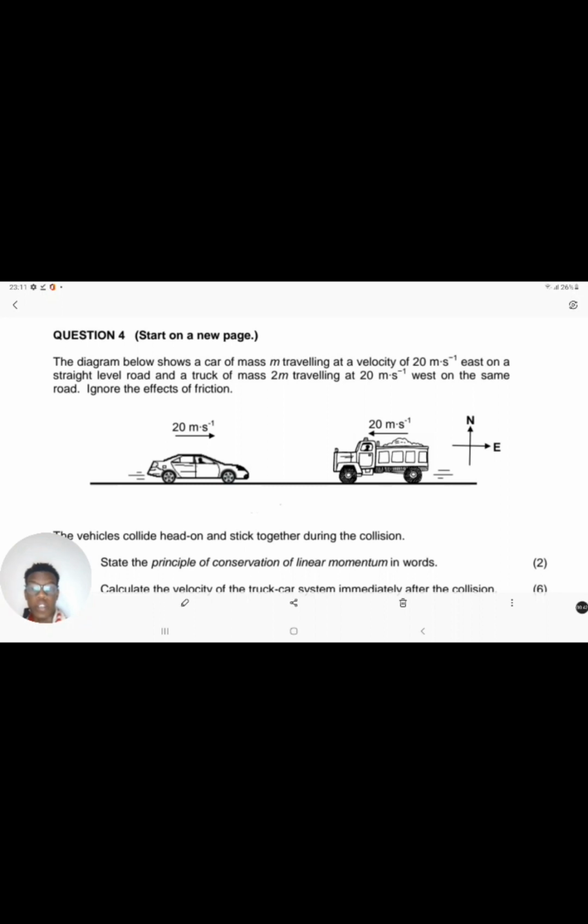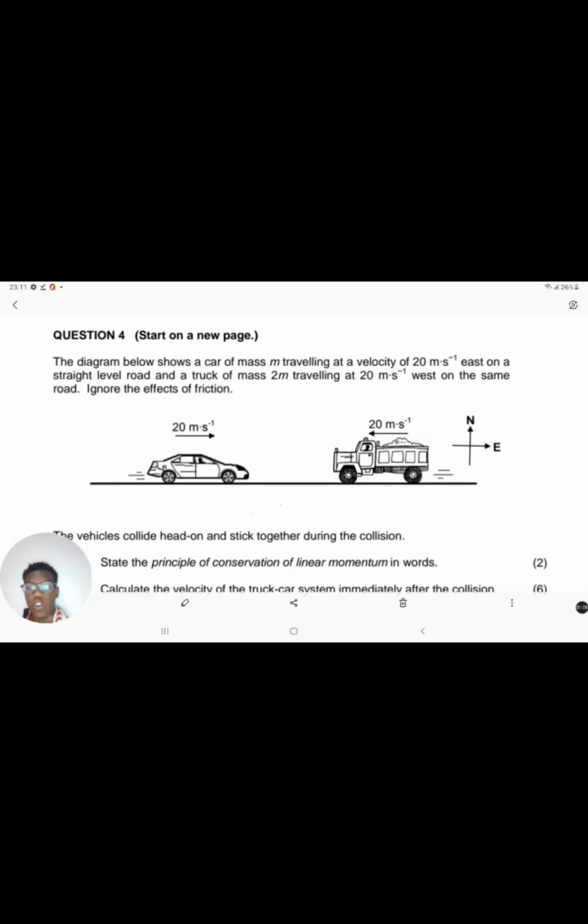Okay, so the question is as follows. As mentioned, it's from a 2012 past question paper from a November exam. It says the diagram below shows a car of mass m traveling at a velocity of 20 meters per second east on a straight level road, and a truck of mass 2m traveling at 20 meters per second west on the same road. Ignore the effects of friction. What does this mean? What does ignore the effects of friction mean?